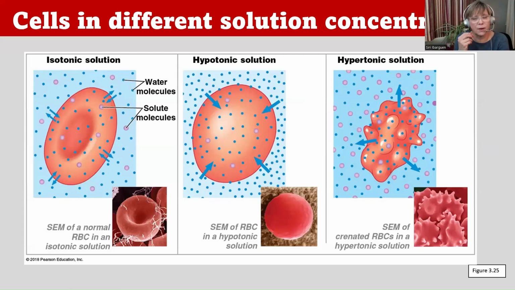Another thing to think about when we're talking about concentrations of solutes in a solution is tonicity. This is an image from your book showing different tonicities that these red blood cells are in. And so let's go through each one of these.